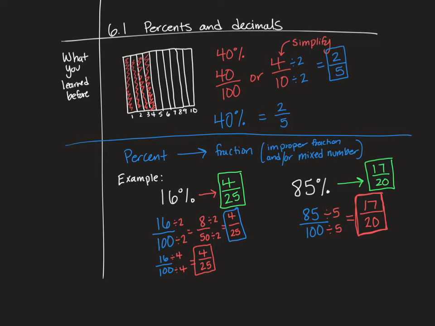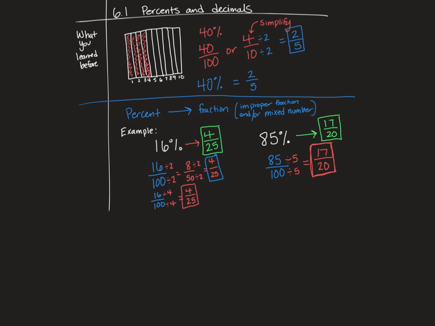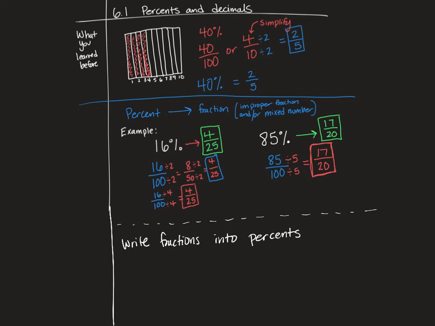And if you didn't learn this as a 6th grader, hopefully you master it now in 7th grade because it's very similar. There's actually one more thing, so I'm just going to dot this line. There's one more thing. You guys were asked to write fractions into percents. Write fractions into percents. So let's say you have 3 over 25.